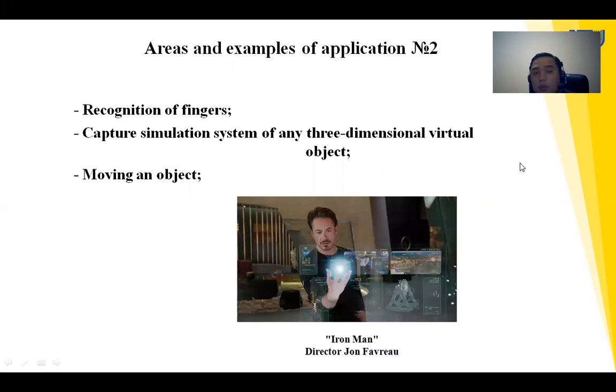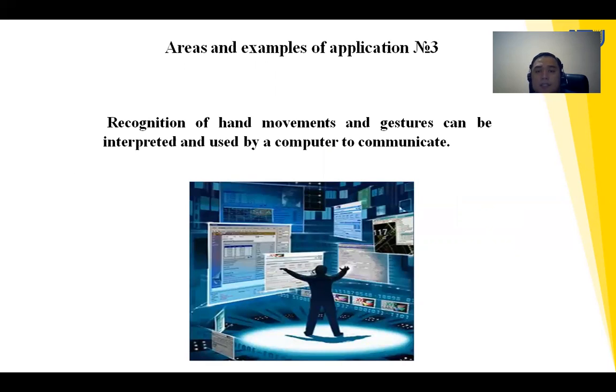Areas of application, example number two: recognition of five fingers, motion capture, simulation systems of any three-dimensional virtual objects, moving objects. Iron Man. Areas of application, example number three: recognition of hand movements and gestures can be interpreted and used by a computer to communicate.